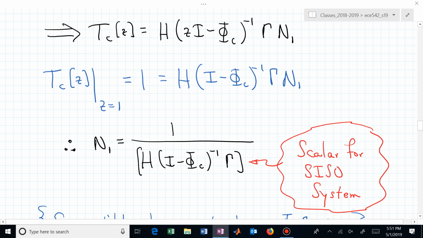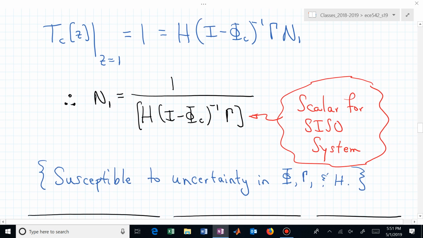But I minus phi sub c, if our system was 10th order, that's a 10-by-10 matrix that we invert. But when we pre-multiply by the output matrix H and the input matrix gamma, if it's single input, single output, all of that collapses down to a scalar. That's just going to be a number. We're dividing 1 by that number, and that will actually give us this numerical value for n sub 1, which was a 1-by-1 matrix or a scalar.